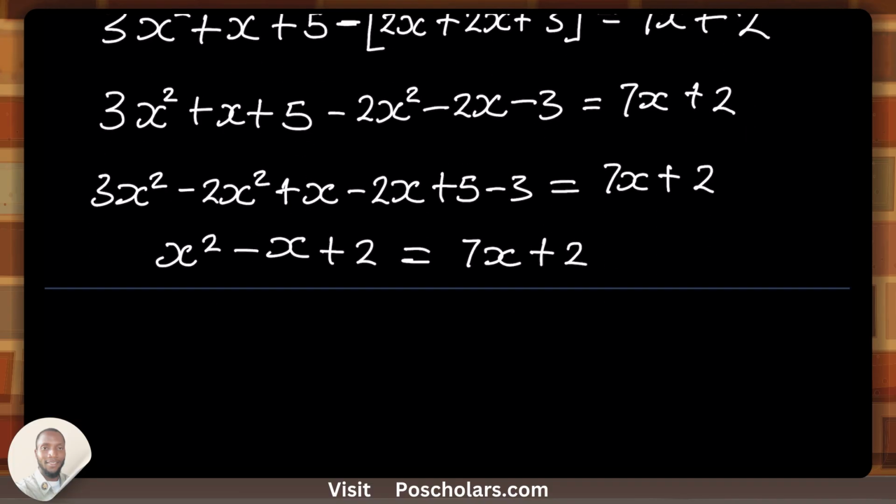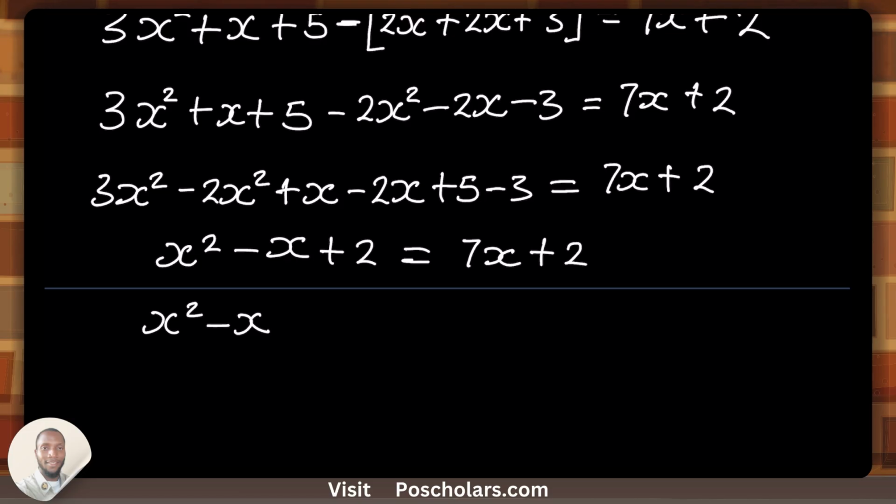Now we continue, right? If you observe, you see that we have x at the left hand side. We also have x at the right hand side. So what we'll do is we want to move every term in the right hand side to the left hand side, right? So first of all, we subtract both left hand side and right hand side by 7x. If you do that, you see that this 7x here would disappear from the right hand side. So we are left with x squared minus x.